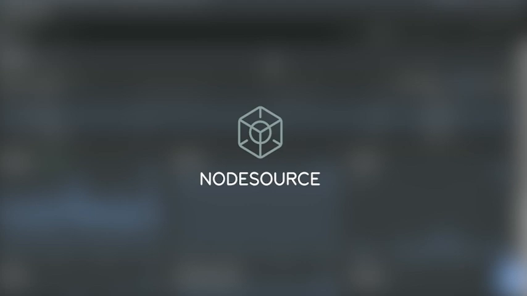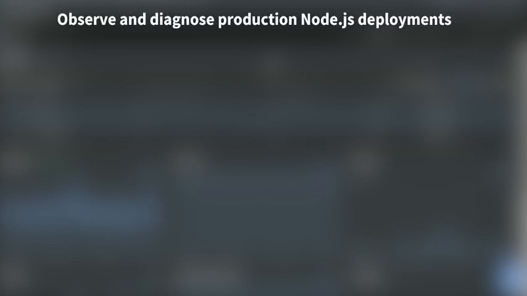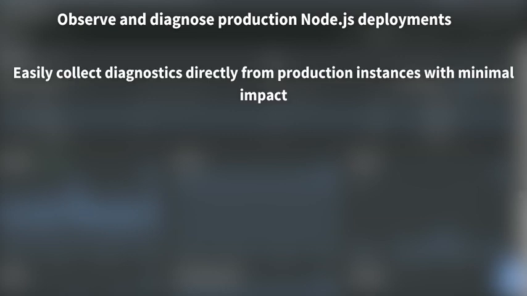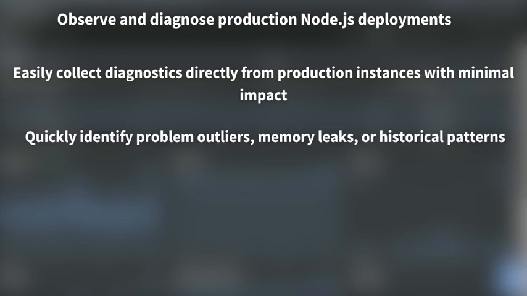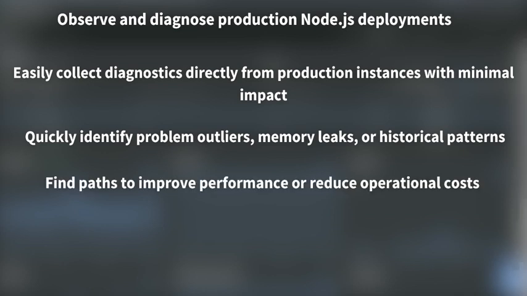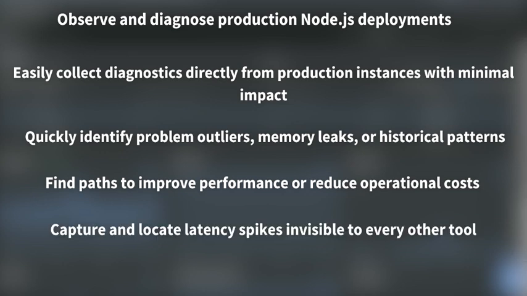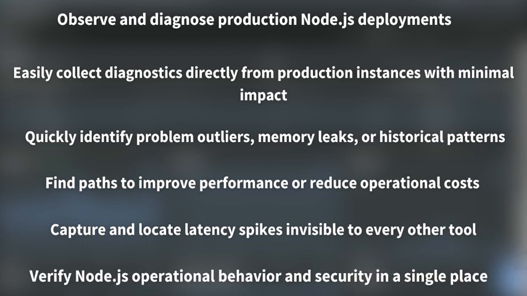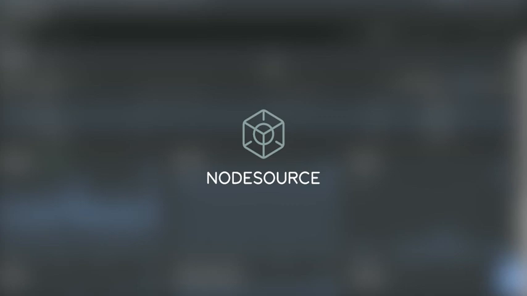NSolid is still focused on these primary goals: observe and diagnose production Node.js deployments, easily collect diagnostics directly from production instances with minimal impact, quickly identify problem outliers, memory leaks, or historical patterns, find paths to improve performance or reduce operational costs, capture and locate latency spikes invisible to every other tool, verify Node.js operational behavior and security in a single place. NSolid is like having centralized access to a diagnostics dashboard for each of your Node.js processes.